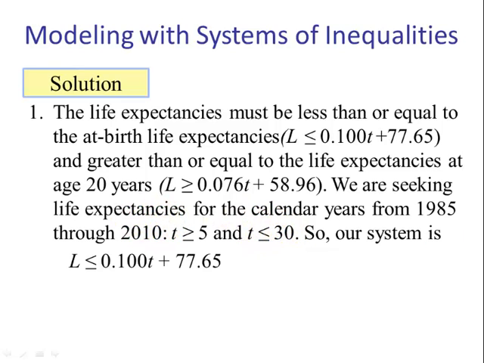So our system is L ≤ 0.100t + 77.65, t ≥ 5, L ≥ 0.076t + 58.96, and lastly, t ≤ 30. So we have 4 inequalities here.